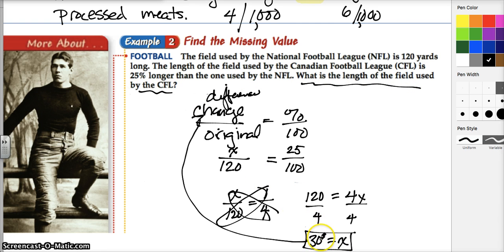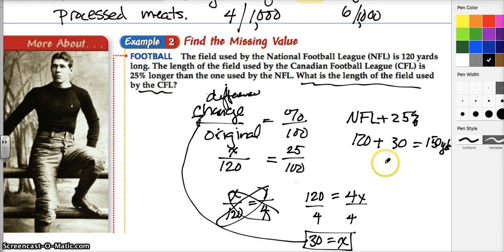It's not 30, but it's what? It's the NFL's plus 25% more. Well, what's the NFL's length of their field? It's 120 yards plus 25% of that, which was 30, and so we get 150 yards. So the CFL has a field that's 150 yards.